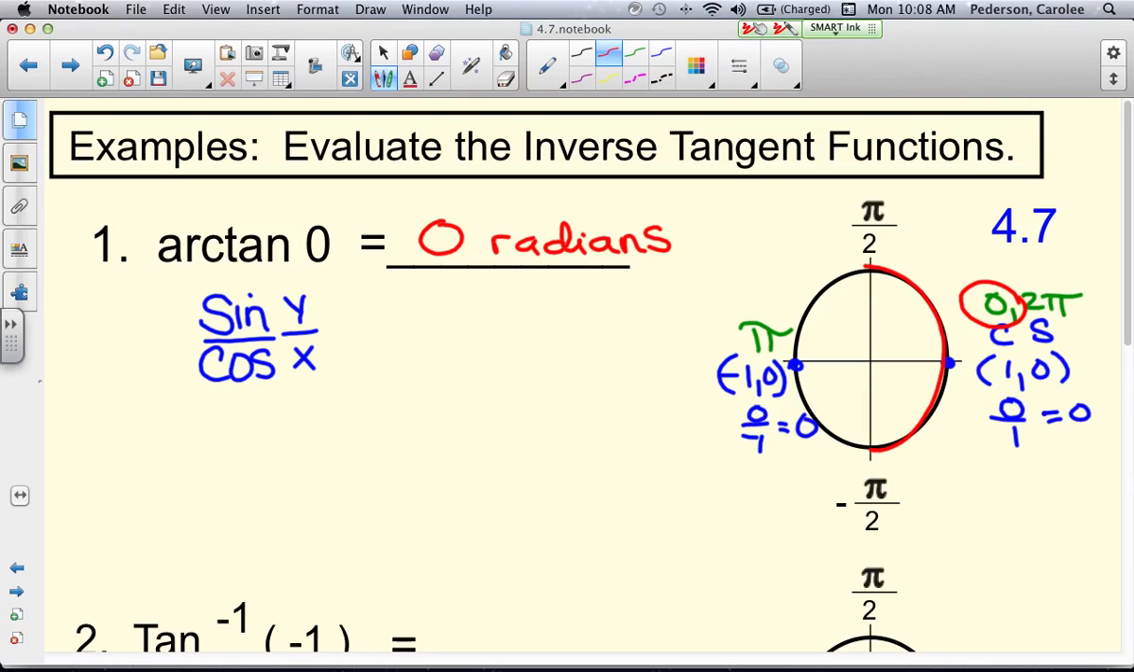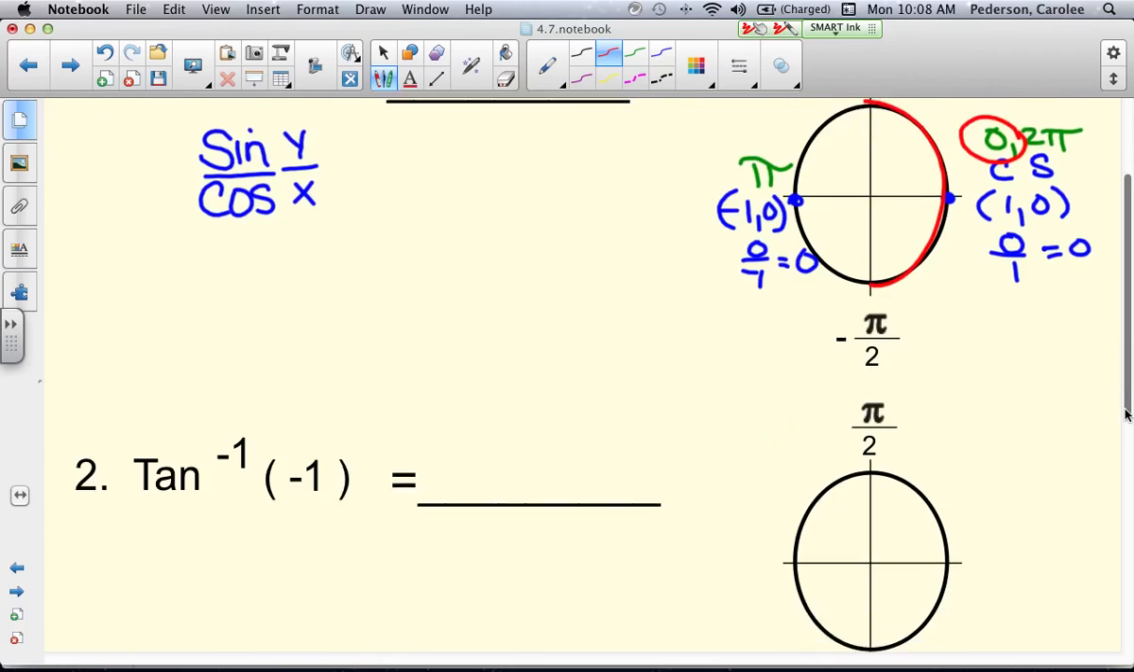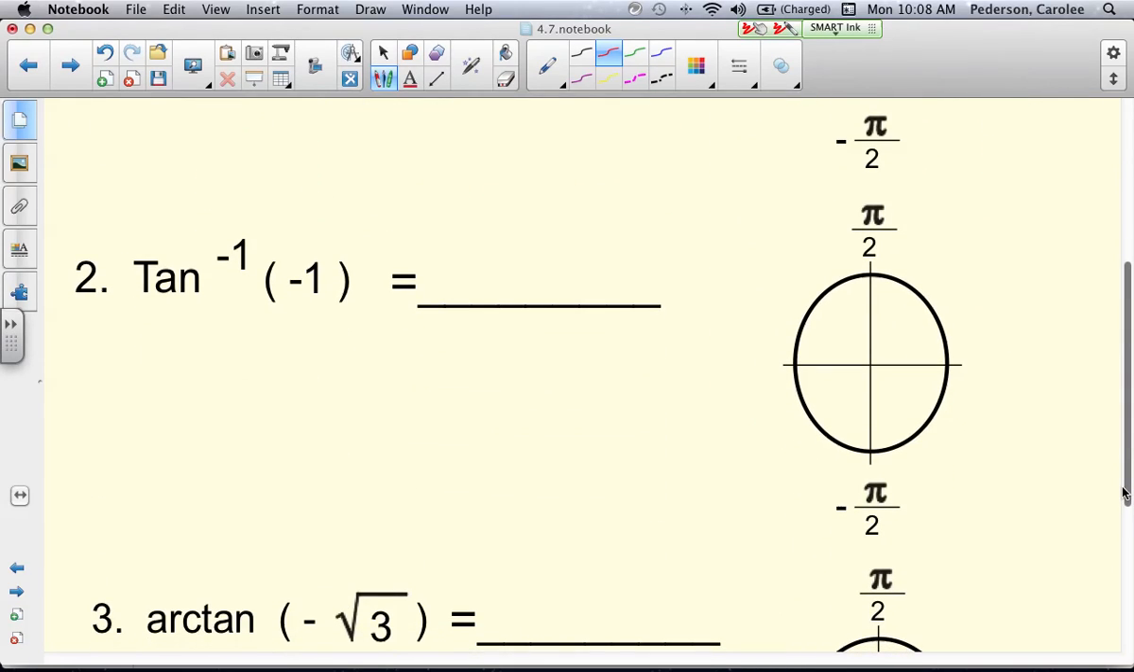Nice. Tangent inverse of negative 1. Where on the unit circle, if I take sine over cosine or y over x, would I get negative 1? 3 pi over 4 and 7 pi over 4. Okay, so up here at 3 pi over 4, because it has the ordered pair negative square root of 2 over 2, square root of 2 over 2, if I divide them, I get negative 1.